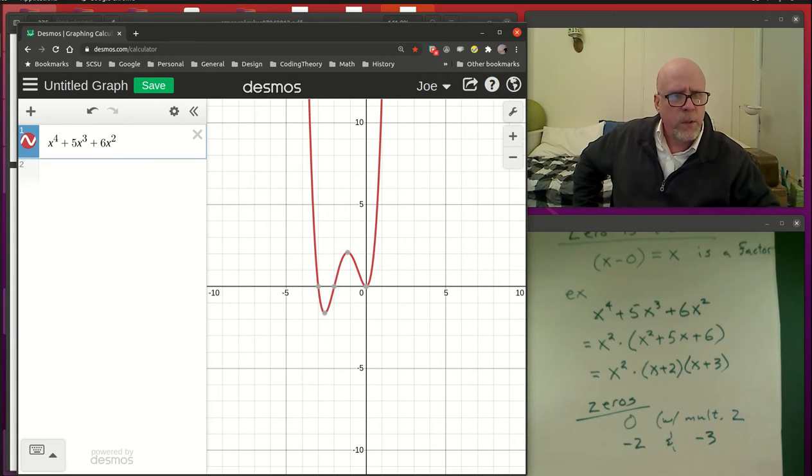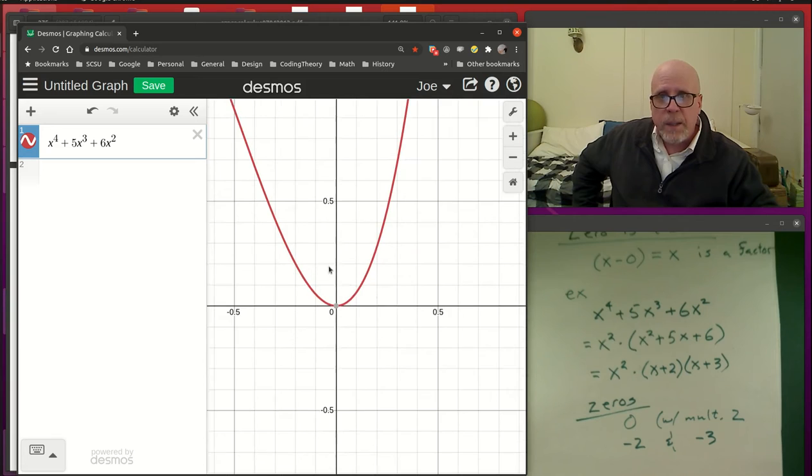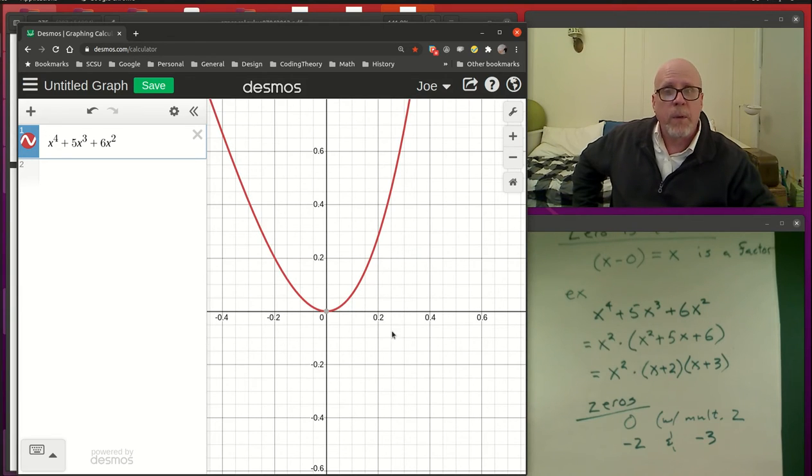We had zeros at 0 with multiplicity 2. You can tell that's multiplicity 2 because if you zoom way in on that, it pretty much just looks like a parabola. So it looks like y equals x squared. In fact, literally y equals x squared because this is happening at x equals 0. So that's the way a multiplicity 2 zero looks.